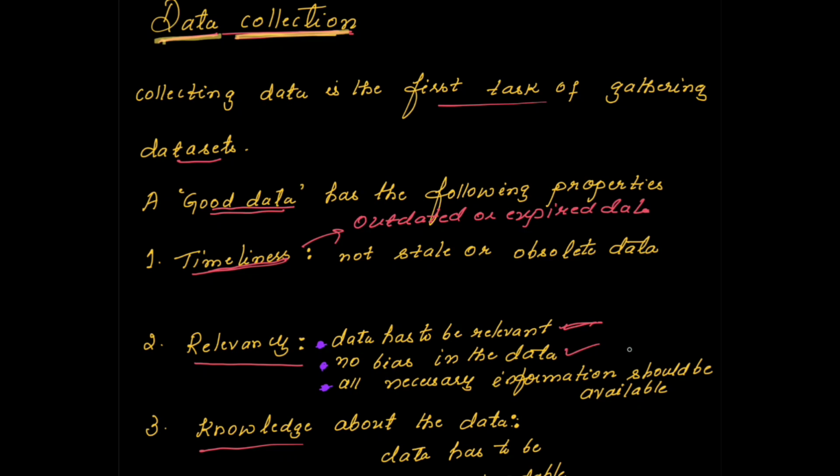Or suppose you are collecting the student strength of all the schools in the city, then you have to visit all the schools and collect the data. If you miss 1 or 2 schools, then we say there is a bias in the data here. Similarly, if you are collecting the population strength of a particular state, that population strength should be what? From all the different cities of the state. If you are not collecting from one particular city of that state, then we say that there is a bias in the data. And relevant also has this important feature: all necessary information should be available.